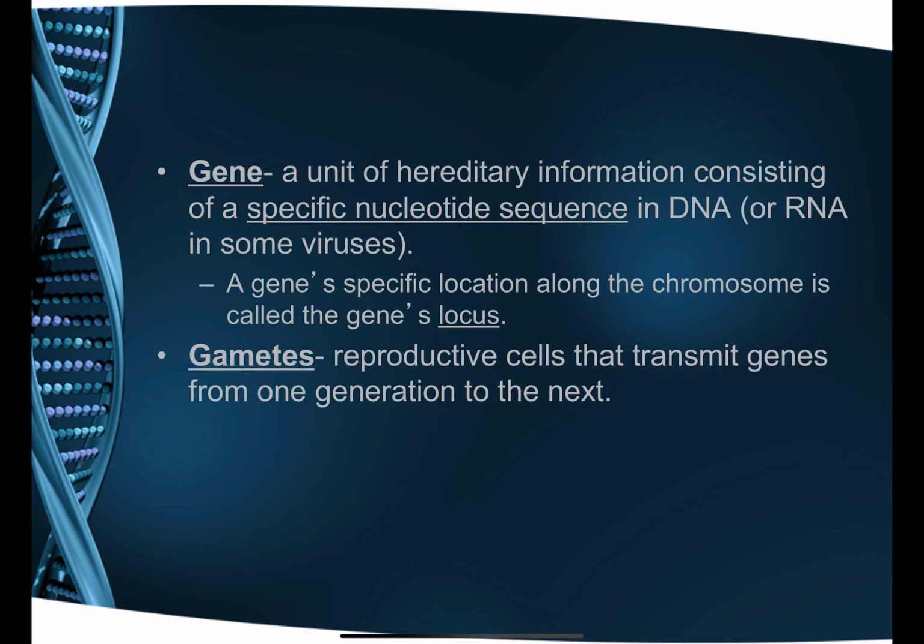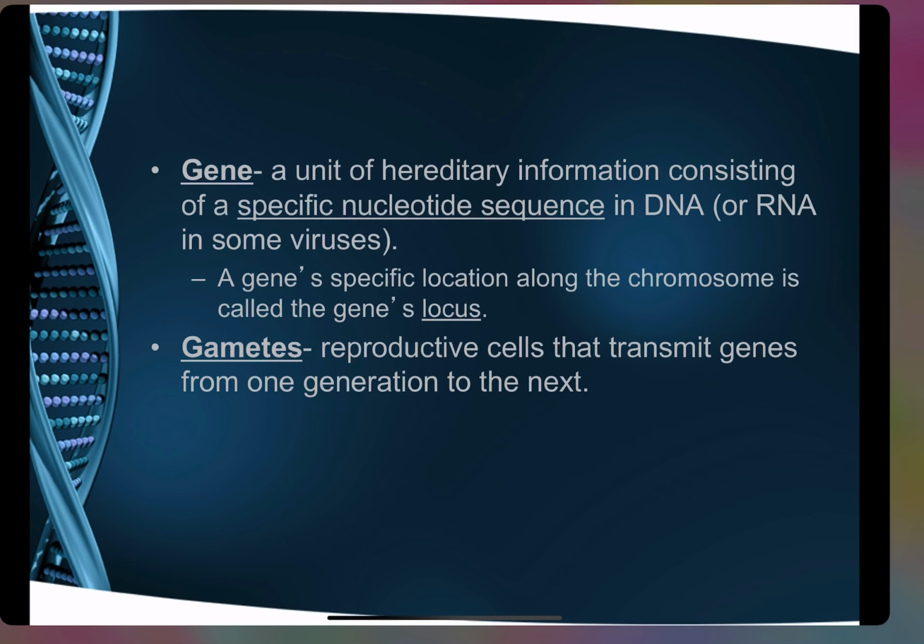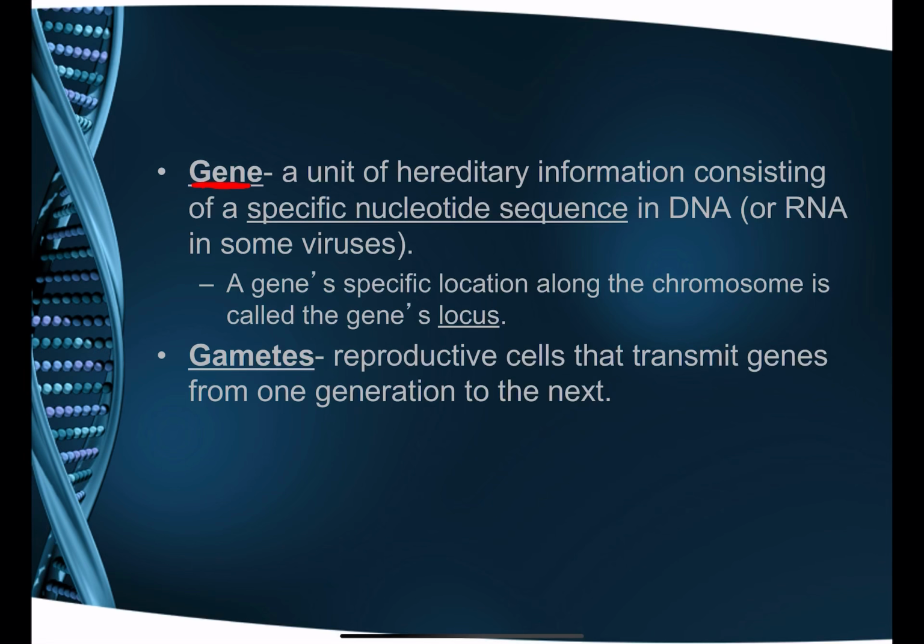So when we look at the DNA that's contained in our cells, DNA is made up of genes. A gene is a unit of hereditary information consisting of a specific nucleotide sequence in DNA or RNA in some viruses. So let's think back to biochemistry. Remember, DNA or RNA are considered to be nucleic acids. Nucleic acids have three parts. What are the three parts of a nucleic acid? You ought to be able to say this in your sleep, and if you can't, I'm really disappointed.